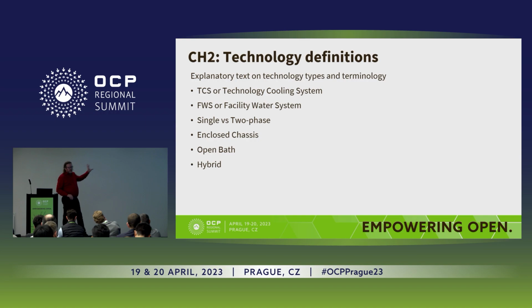The second chapter of the document covers all the technology definitions. Some of them we've already covered earlier this morning. Just going to put the highlights in. Technology cooling system is something that we've taken directly from ASHRAE, right? Contrary to a facility water system, which is the circulation system in the backbone. Single phase versus two phase is explained, and the enclosed chassis, and so forth.